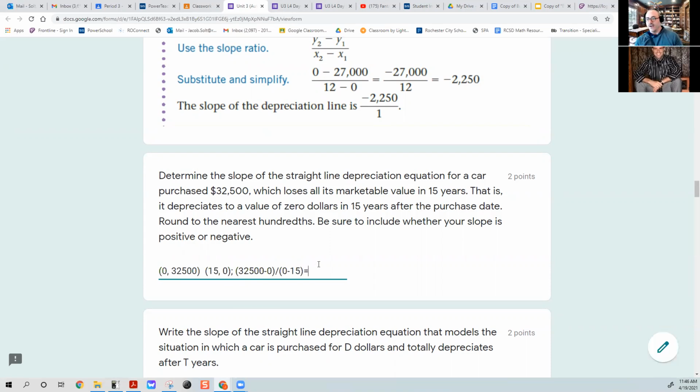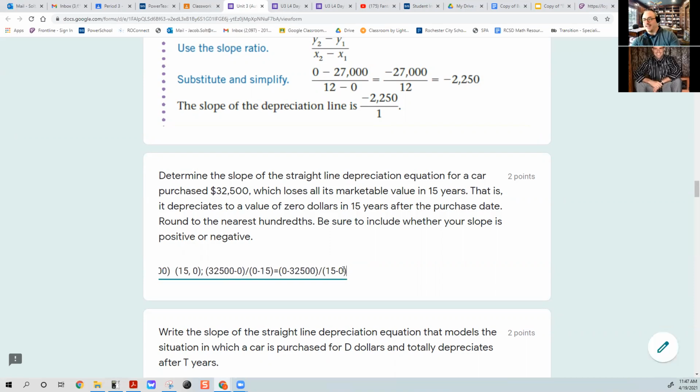You could have said, all right, I'm going to use 0 instead as my first y value, and then subtract 32,500. That's perfectly legit, as long as you do that on the other side and start with 0 when you do the other end and subtract. Oh, no, wait. I started with this one. I started with 0, I subtract 32,500. So now I've got to start with 15 and subtract 0.